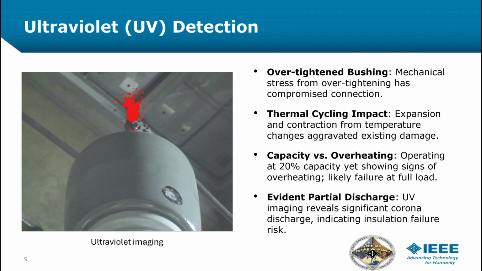Ultraviolet detection. Over-tightening the bushings and the mechanical stress from over-tightening has compromised this connection. Thermal cycling, the expansion and contraction of the different materials, the stainless steel, the brass, the copper, and the aluminum, in that thermal cycling, caused this to be a failure. There was about 20% capacity on this bushing the day I was there. There was 1,000 megawatt on this system, and there was only about 20% load on this bushing. With the UV camera, you could actually see where the fail point was, and it was easy to identify. The UV imaging revealed significant corona discharge, indicating an insulation failure, and that risk was something we had to address.